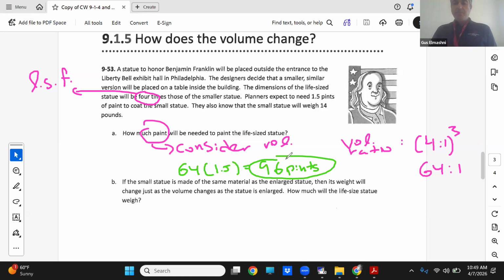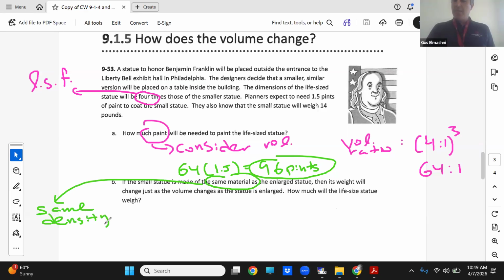So if that makes sense, right? You have to consider volume because how much paint, that's volume. If the small statue is made of the same materials as the large statue, the reason why they say that, have you guys learned about density? Only a handful of sophomores, but probably just in general, if you took science the last few years, what is density? Yeah, mass over volume, right? So why does that matter? Because you want the same density.